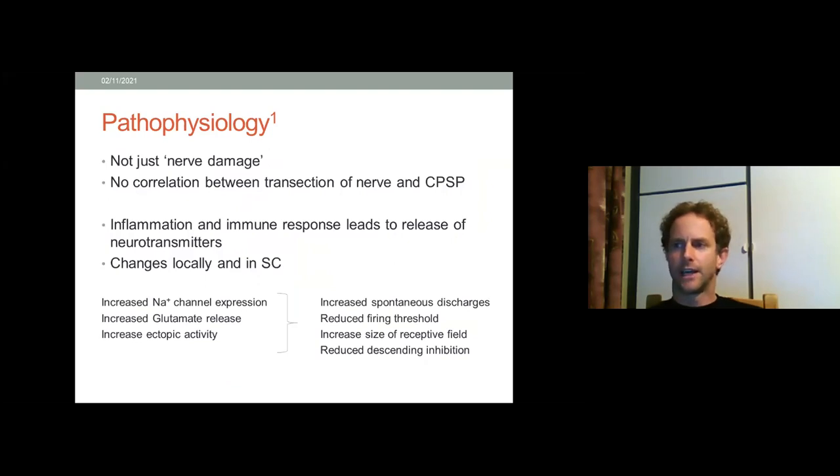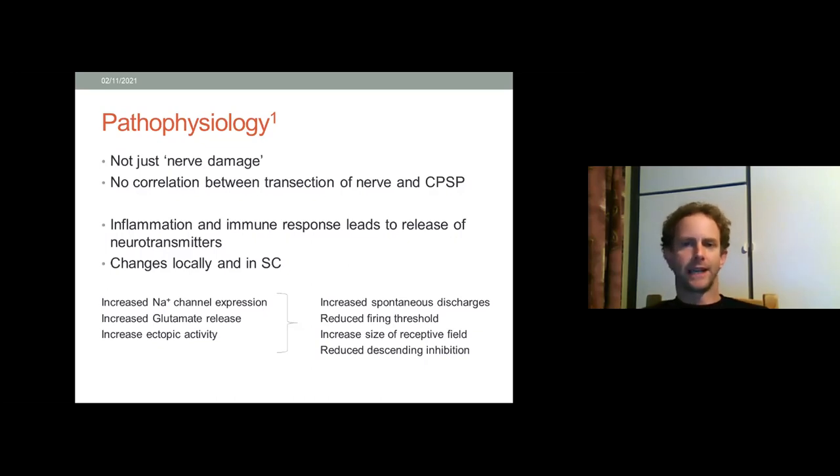So it's not just as simple as saying it's nerve damage which causes the neuropathic pain post-op. There's not really any correlation between a transection of a nerve and the development of chronic post-surgical pain. They've done studies where they've transected nerves and that hasn't necessarily led to chronic pain. There's a large inflammatory immune response leading to a big cascade of neurotransmitters which cause local peripheral changes in the nociceptors themselves and the A delta and C fibers that go to the dorsal horn, and then you get changes in the spinal cord, which I'll come on to in a minute.